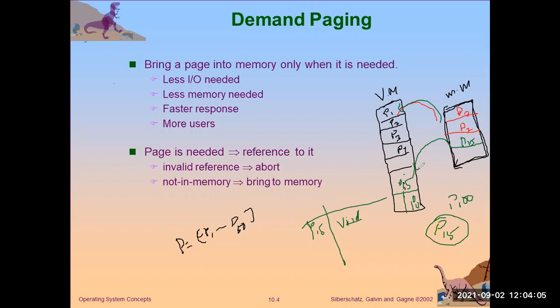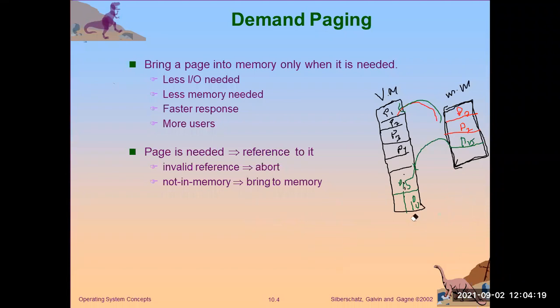So what we have to ensure is that if it is an invalid request, the program should be terminated or aborted. So this is the basic concept of demand paging, how demand paging is implemented. Demand paging means the page on demand should be brought back to the main memory from the virtual memory.